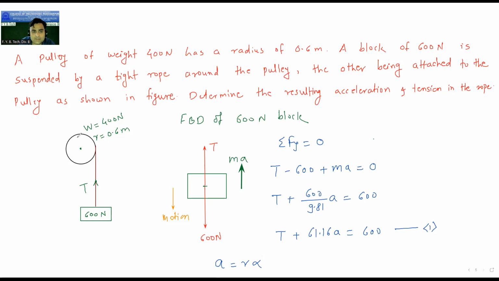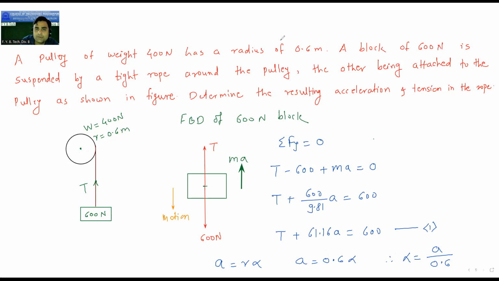If you consider this pulley, the weight of the pulley is 400, radius is 0.6 meter. We know the relation, the normal acceleration of the pulley is equal to radius into angular acceleration of the pulley. So A is equal to 0.6 into alpha. So the linear acceleration of the pulley is 0.6 times the angular acceleration. Therefore alpha is equal to A divided by 0.6. This may be required further.